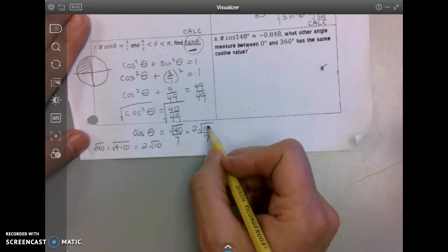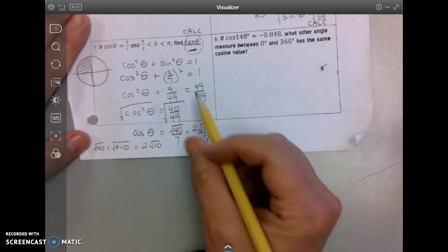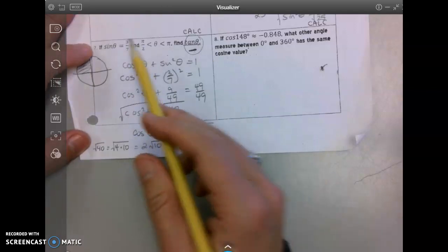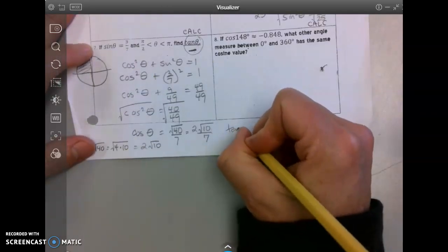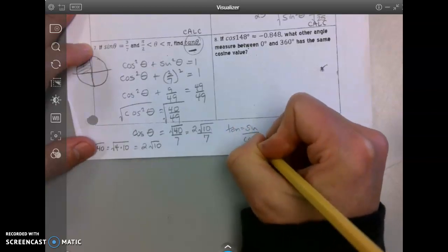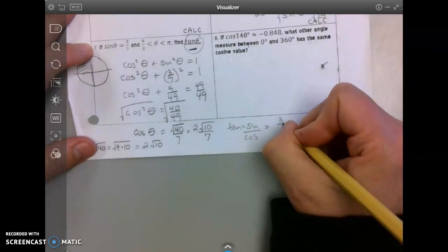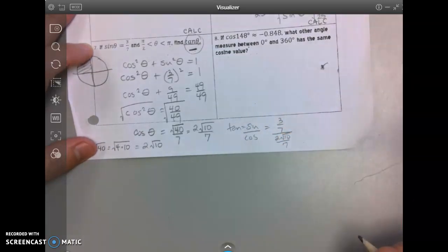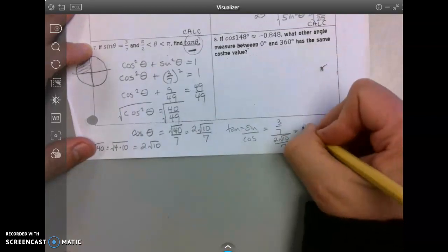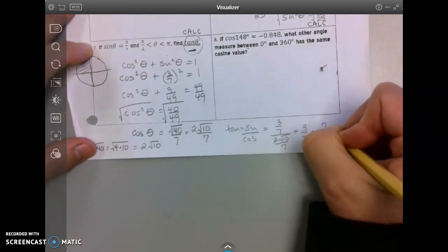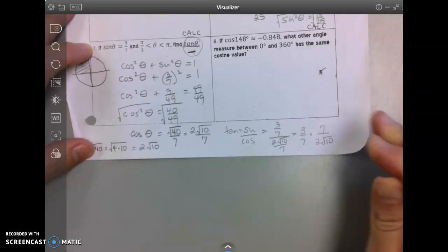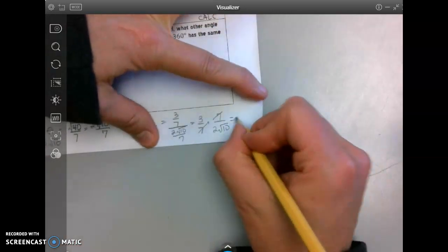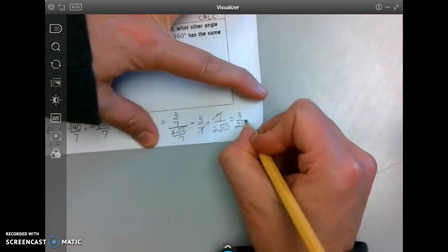Alright, and I've done a lot of work, so it feels like I should be done, but notice I want the tangent, I don't want the cosine, and tangent is sine over cosine, so the tangent is going to be 3/7 divided by 2 square root of 10 over 7. So I get 3/7 times 7 over 2 square root of 10. The 7's cancel. And I'm left with 3 over 2 square root of 10.